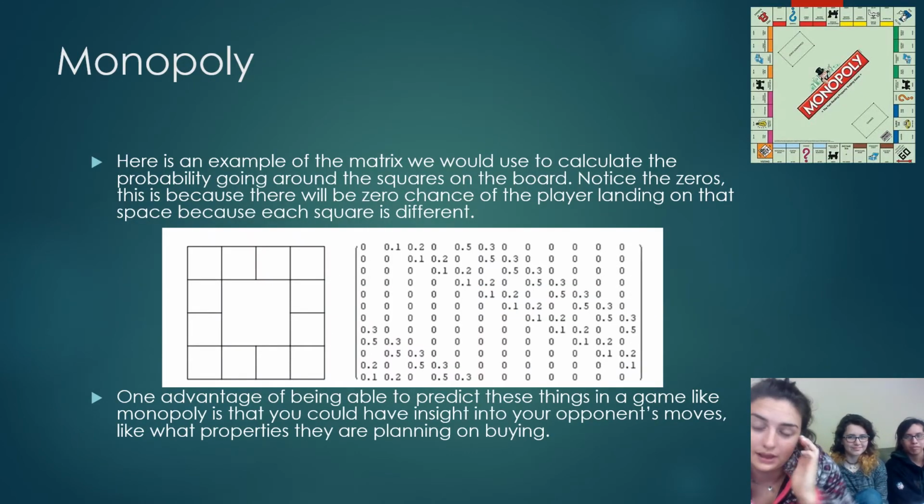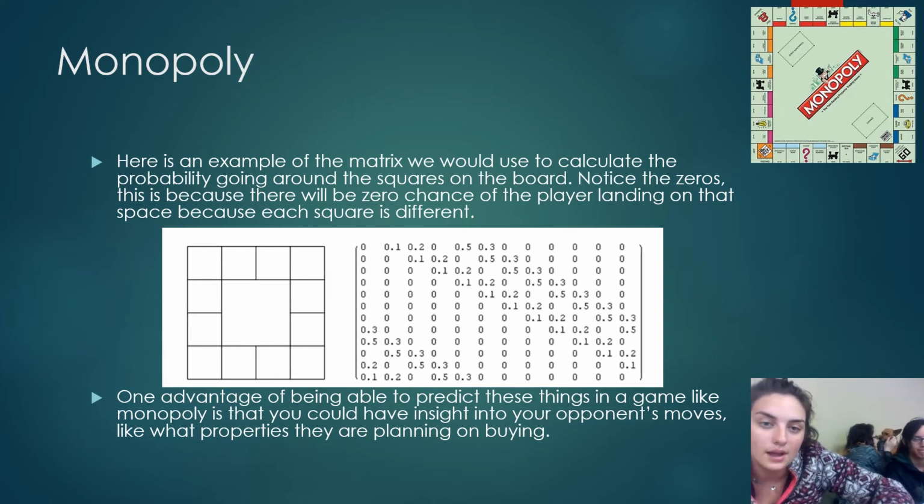So for Monopoly, here on the screen you can see an example of a matrix that we have here. You can kind of see the example of the board because the squares are around in a Monopoly board, and you can see that there's a lot of zeros because in this example each square is going to be different. One advantage that we have researched that people have found in being able to predict these things is that they can figure out where their opponent will land and the likeliness of their opponent landing on something that they can buy, and things like that.